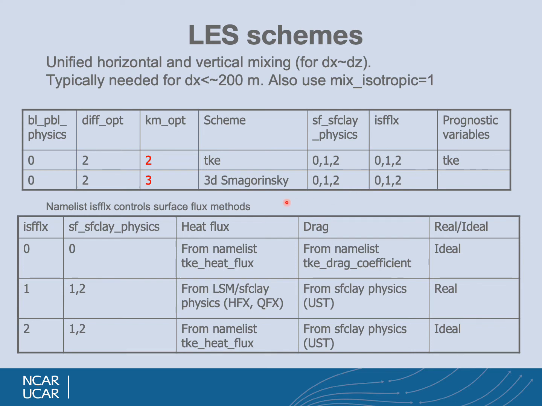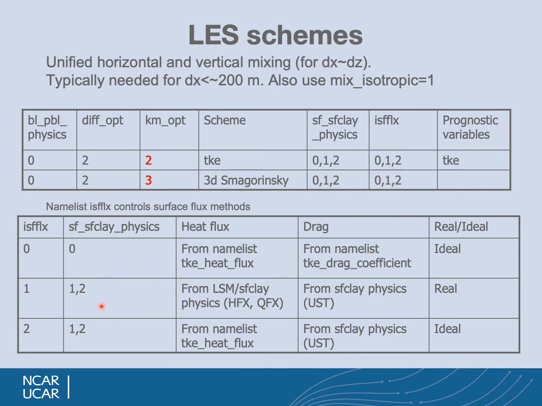Another choice you have is related to the surface fluxes and how you're going to deal with those. This is usually related to whether you're doing an idealized or real case. For a purely idealized case, isurface flux equals 0. You don't even need a surface layer scheme because you're not running a land model, for example. So the heat flux can come from your namelist. You just specify a constant heat flux. The drag is also from the namelist. You specify the drag coefficient, and that gives you a basic LES in idealized conditions where you have control of the heat flux and drag coefficient from the namelist.